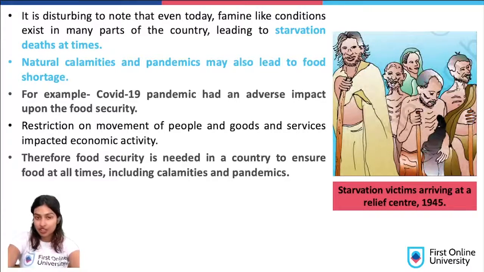Hence, like you've seen earlier, food security is needed in a country in order to ensure food at all times, including calamities and pandemics.